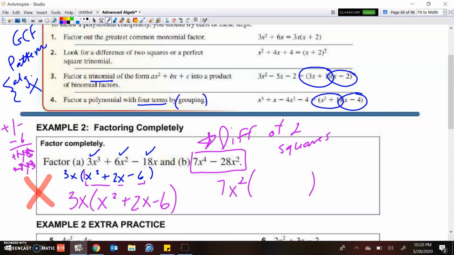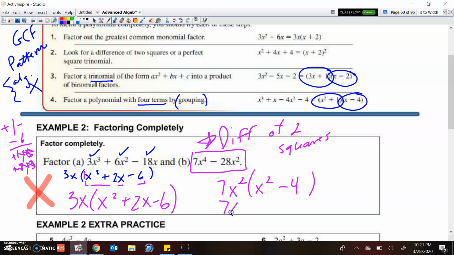And then let's write what's next. Okay, so 7x squared times x squared equals 7x to the 4th. 7x squared times negative 4 gives us negative 28x squared. And so I factor that out. Now I'm going to look here and say, okay, I still have something left, and I might want to stop, but there's two terms. Is this a perfect square, and is that a perfect square? And they both are. So this actually goes one step further.